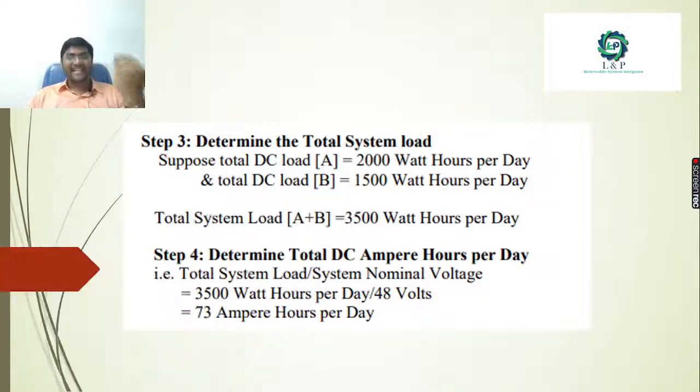So for example, let us consider in A we got 2000 watt hours per day, and in B we got 1500. So our total is 3500 watt hours per day. Our load demand is 3500 watt hours per day. Now if you want to determine the total DC amp hours per day, it is very simple: total system load divided by the system nominal voltage. Let us consider the system nominal voltage is 48 volts and our total load is 3500. Divide 3500 by 48, and we get 73 amp hours per day.